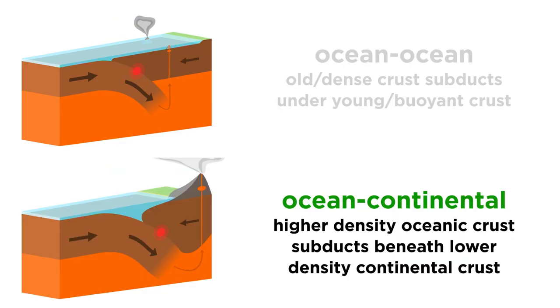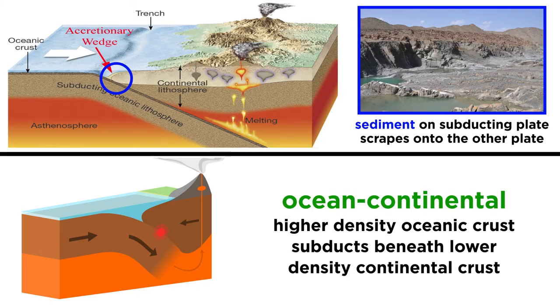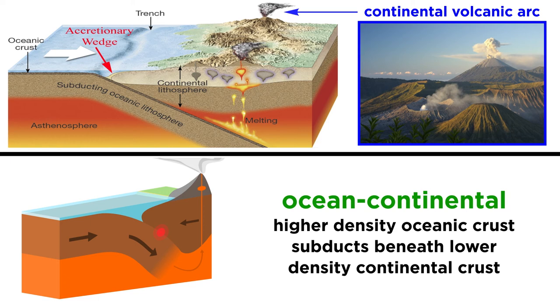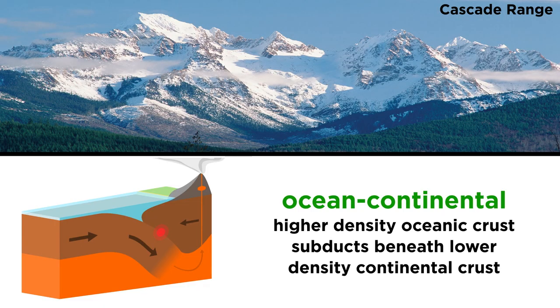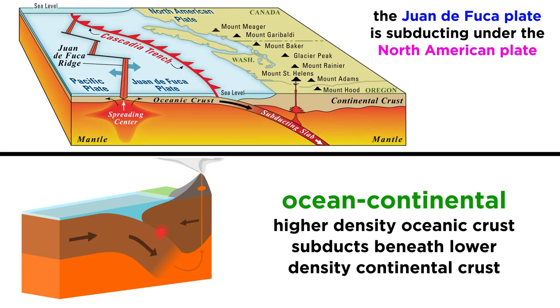At an ocean-continental boundary, dense oceanic crust subducts beneath continental crust from the overlying tectonic plate, which, due to its low density, cannot subduct. During subduction, the sediment that is settled on top of the oceanic crust is scraped off onto the overlying continental crust, creating a feature called an accretionary wedge, and subduction-related magmatism creates a chain of volcanoes, called a continental arc. The Cascade Range of the Pacific Northwest is an example of such an arc. Here, the Juan de Fuca plate is subducting beneath the North American plate.